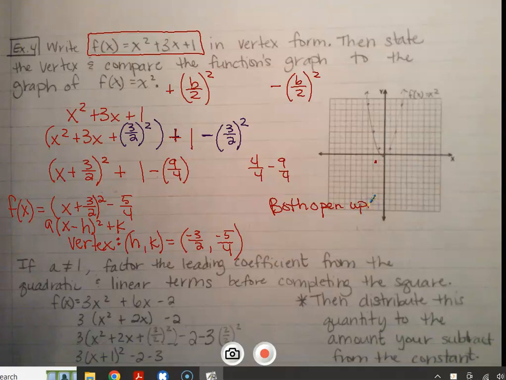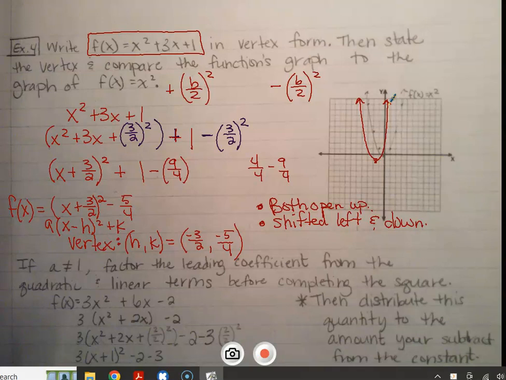Has it shifted left or right? Yeah, it shifted left. Did it shift up or down? Good, down. So it shifted left and down. But those are great comparison points, right? If we graphed it, nothing else changed except moving it left and down.